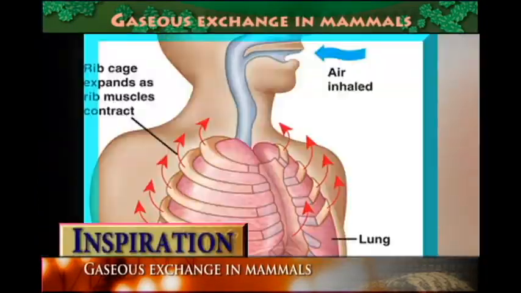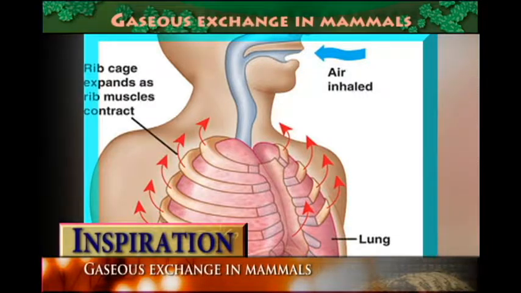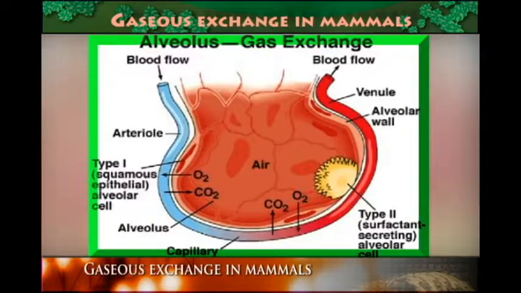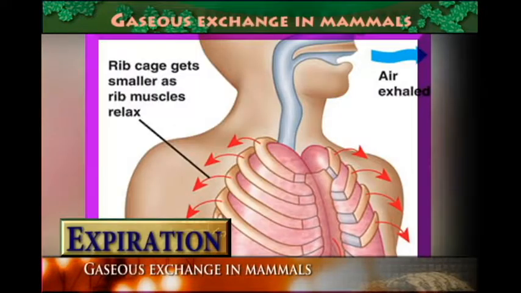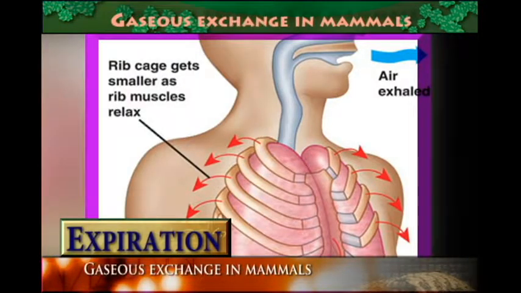Gaseous exchange in animals takes place in three sections. There is the inspiration, and then there is the process that occurs in the alveoli, and then the expiration. We shall start with inspiration.